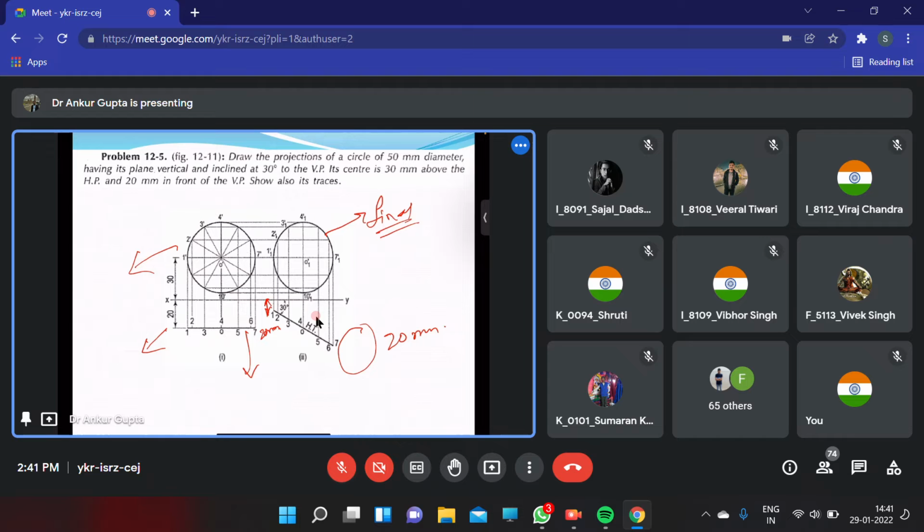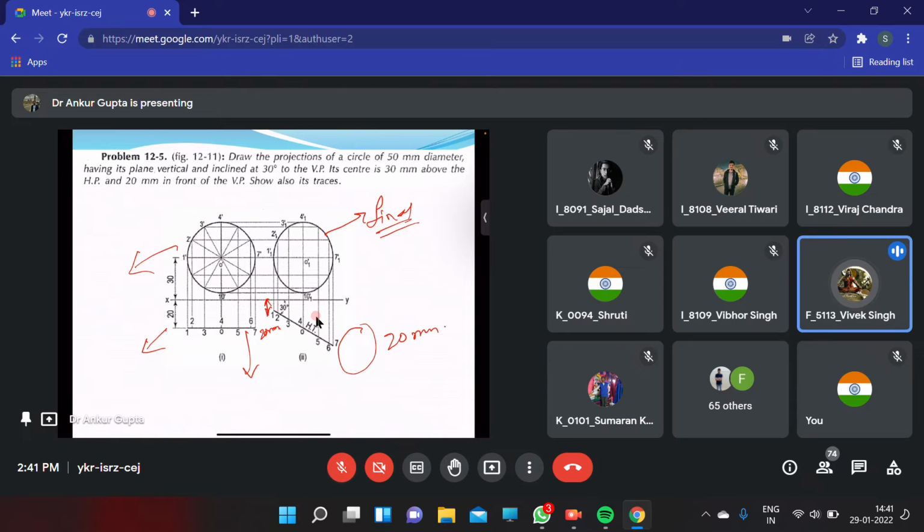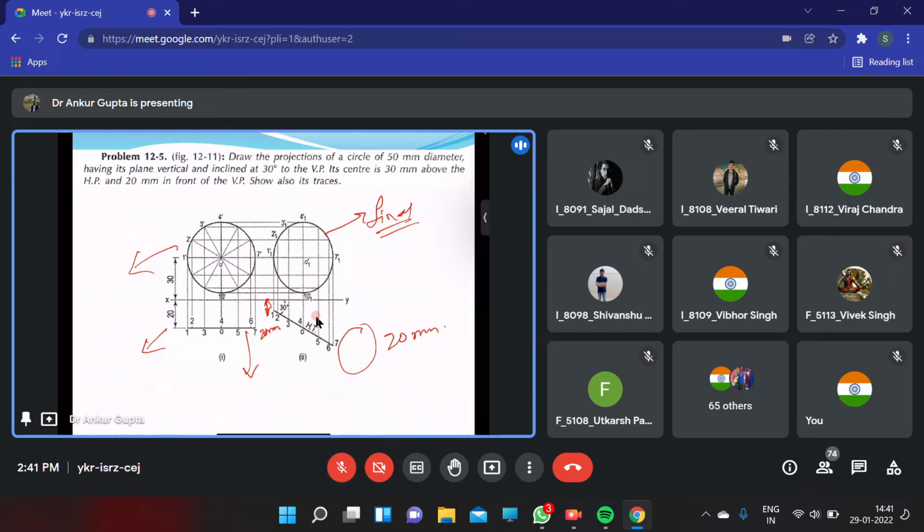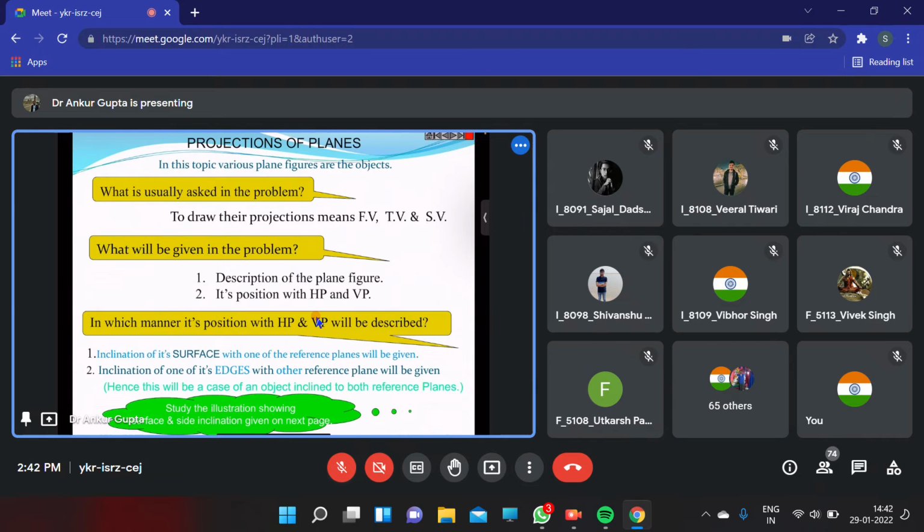Nothing is given about it, right? 20 mm in front of the VP. Sir, should not the center point O be 20 mm from XY? Sir, center should be 20 mm from XY. Yes, you are correct. This length should be 20 mm. Okay? Clear now? Rotate it from here. Okay? Clear? Yes, sir.